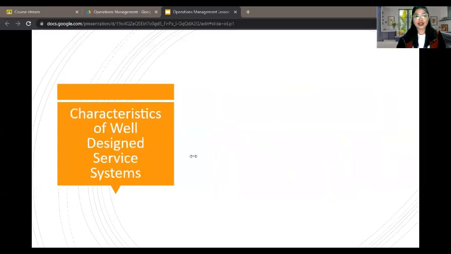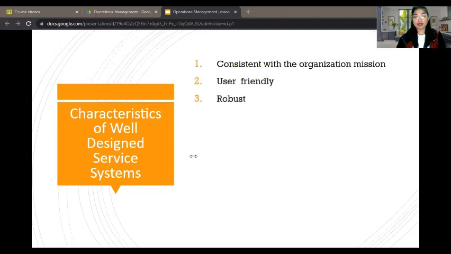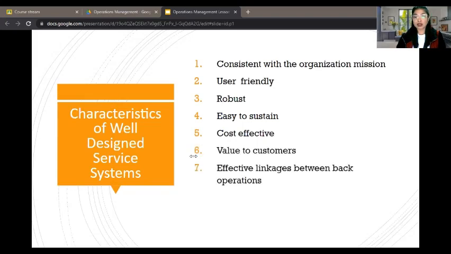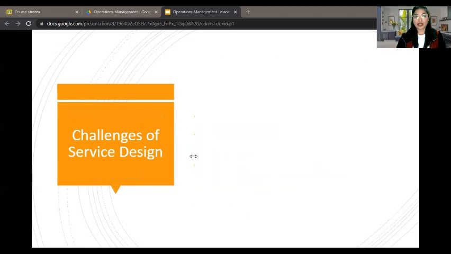The characteristics of a well-designed service system. First, it should be consistent with the organization mission. Next, it should be user-friendly. Next, it should be robust. Fourth, it should be easy to sustain. It must be cost-effective, should emphasize value to customers, should have effective linkages between back operations, and should have a single unifying theme. Of course, ensure reliability and high quality.